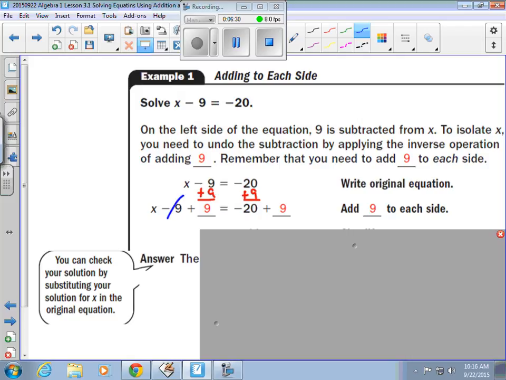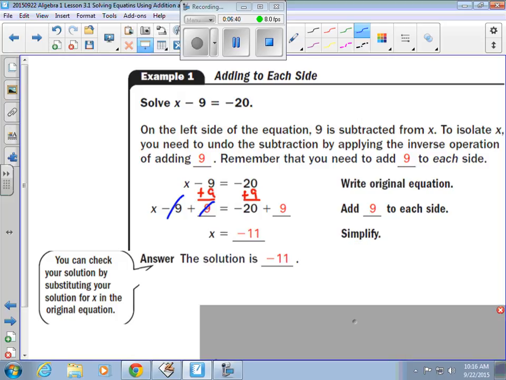This will cancel this. And then negative 20 plus 9, opposite signs, you subtract them. 20 minus 9 is 11, and 20 is the bigger value, so it's going to be negative 11. So therefore, the solution is x equals negative 11.